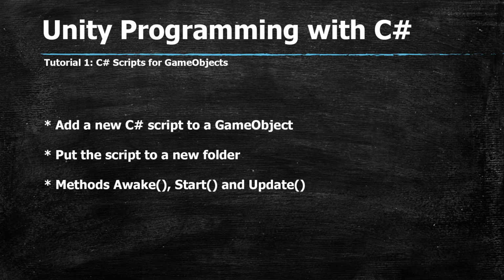Okay, this is what you will learn in the first tutorial. I will show you how to add a new C# script to a game object. Then we will put the script to a new folder in your project. And afterwards, I will tell you what the methods awake, start and update can be used for.